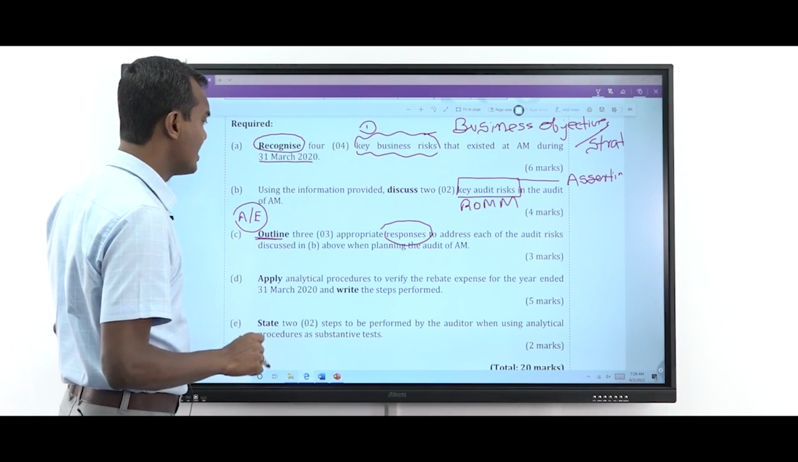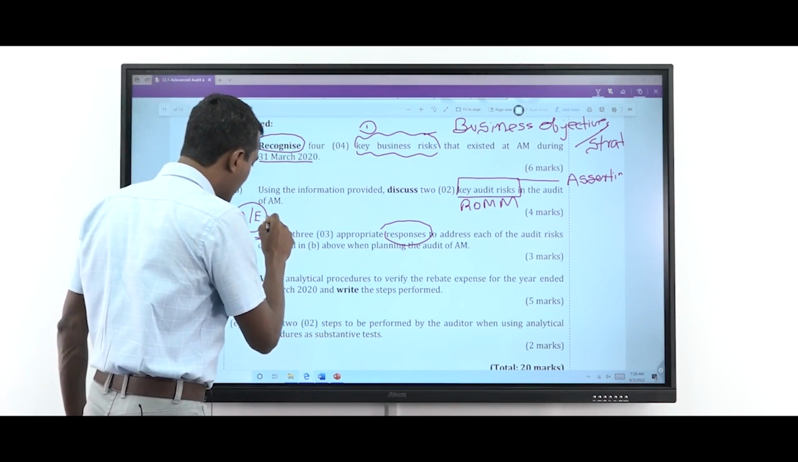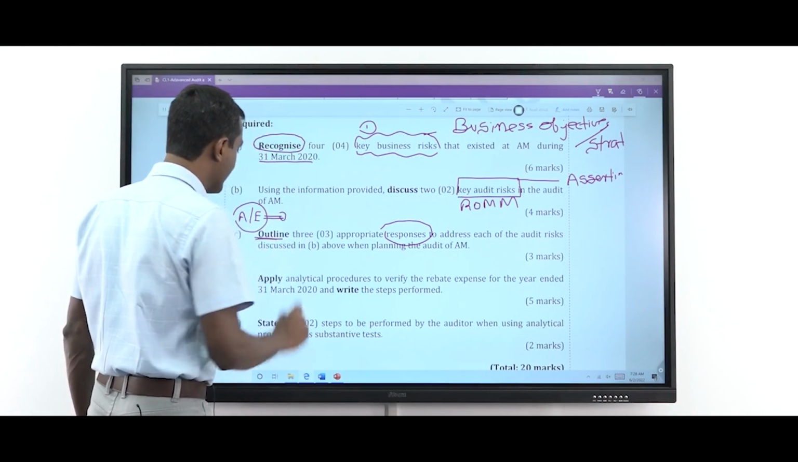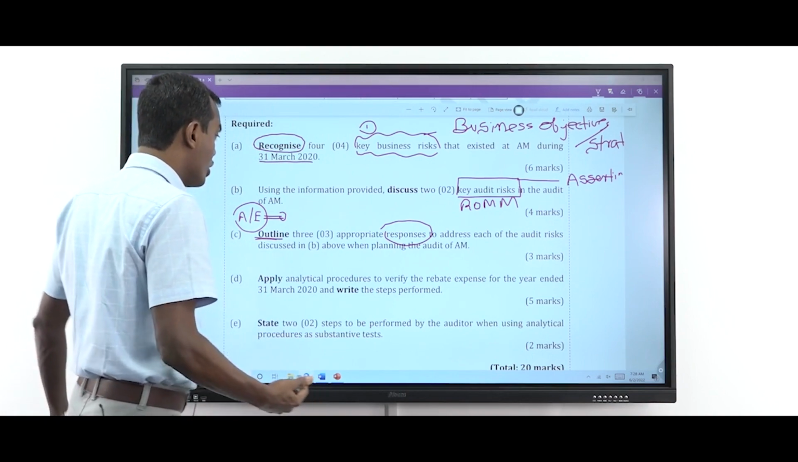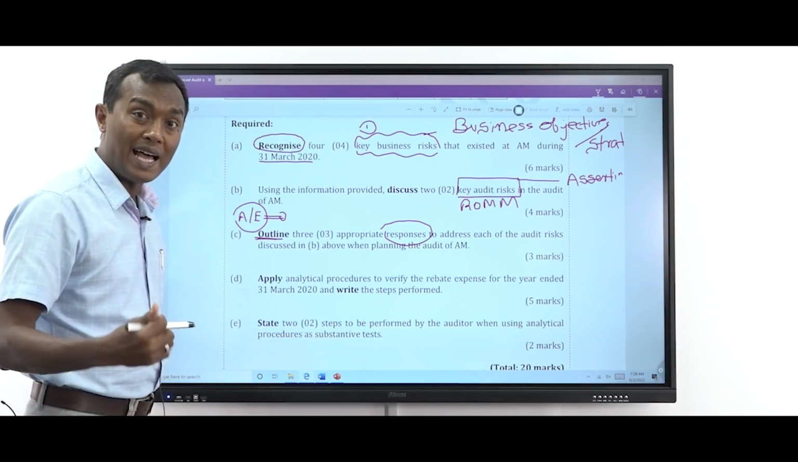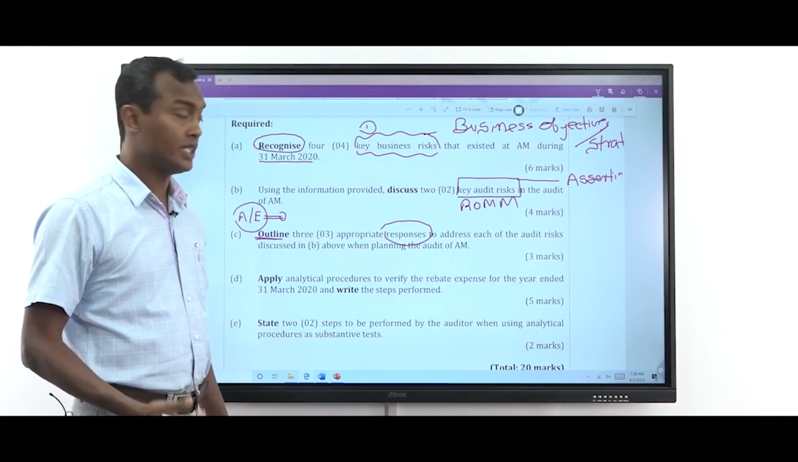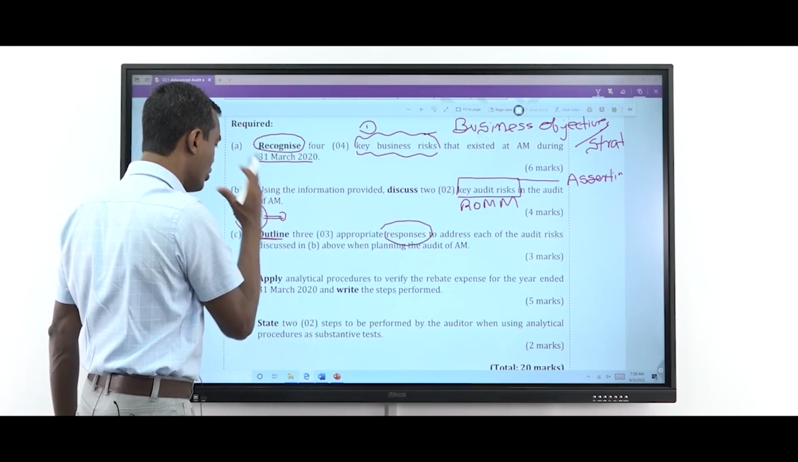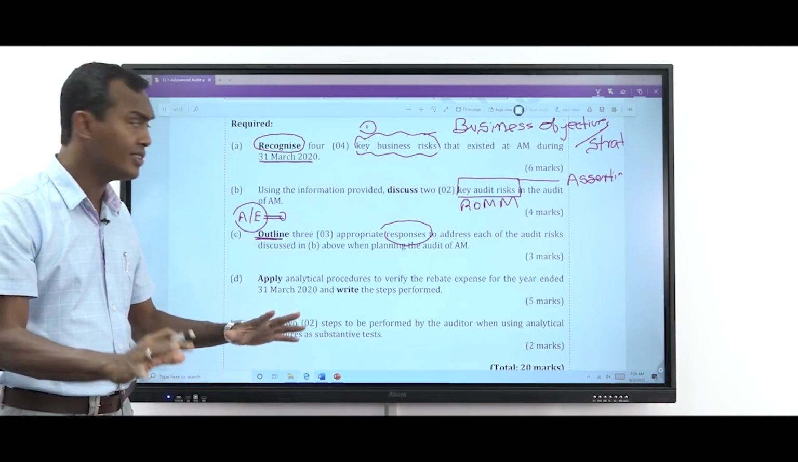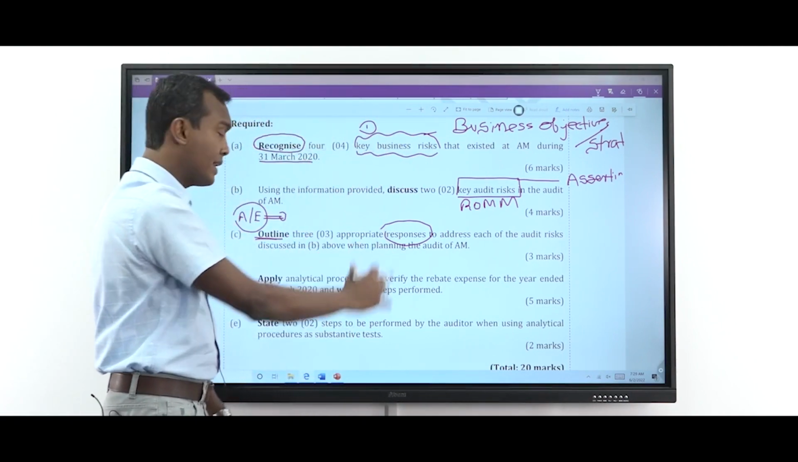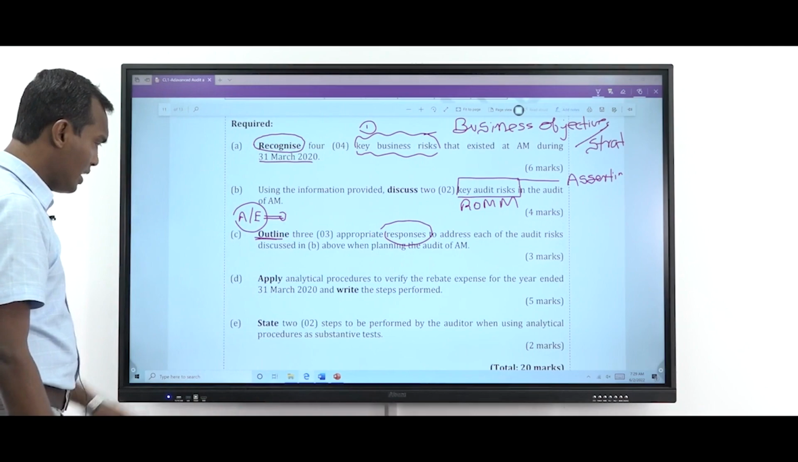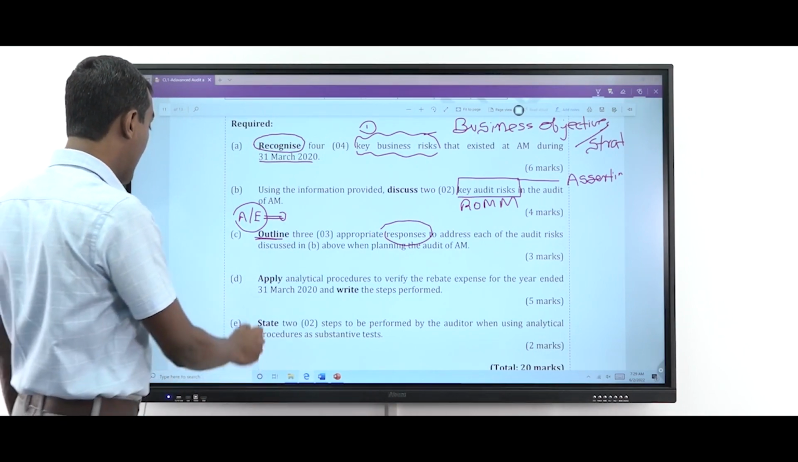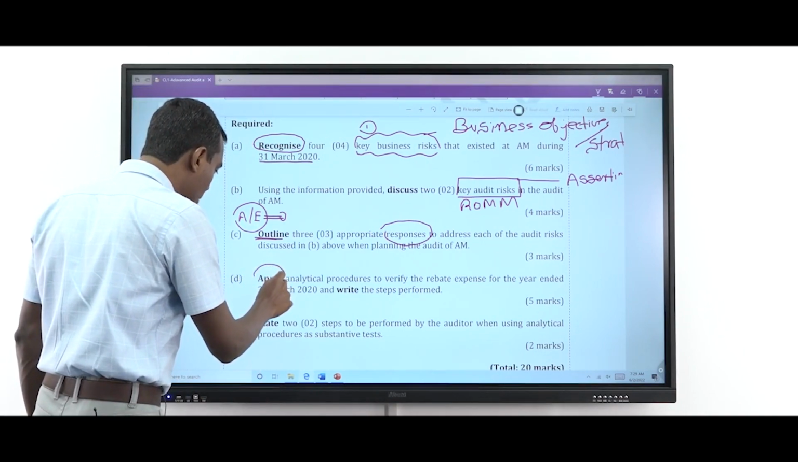And usually when they say audit responses, it connects to several chapters in your syllabus that deals with auditing account balances and assertion. For example, if sales is a risk, we should be able to tell here how to audit sales. When I explain the answer, I am covering both audit planning and audit evidence. And then D says apply. Apply means you have to do that.